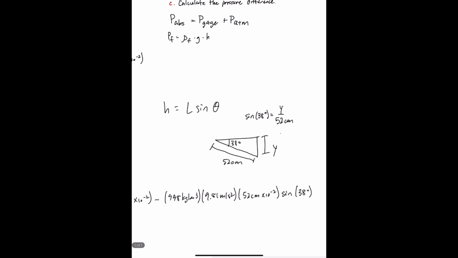And the reason for that is because if we draw this triangle, like that, we have this is 38 degrees. We know this length is 52 centimeters, so we're concerned with this y height. Using trigonometry, sine of 38 degrees is equal to y over 52 centimeters. Therefore, y equals 52 centimeters times sine 38 degrees. So that's why we have this relation for h instead of just 52.